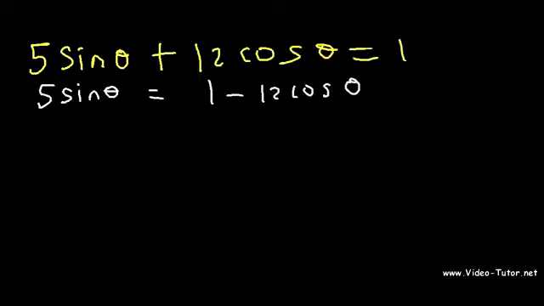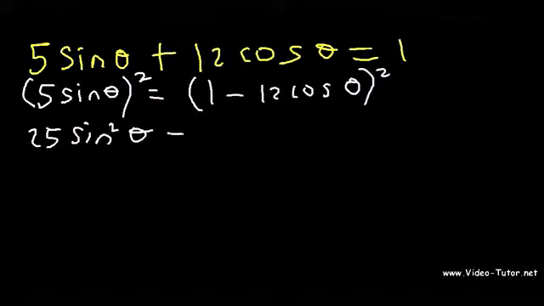Now, in order for you to solve for sine or cosine, you need to convert either sine into cosine or cosine into sine. I'm going to try to convert sine into cosine. So what I'm going to do is square both sides. After I square both sides, on the left side, 5 squared is 25, and sine squared is just sine squared. On the right side, notice that we have a minus sign. That means we're going to have to FOIL.